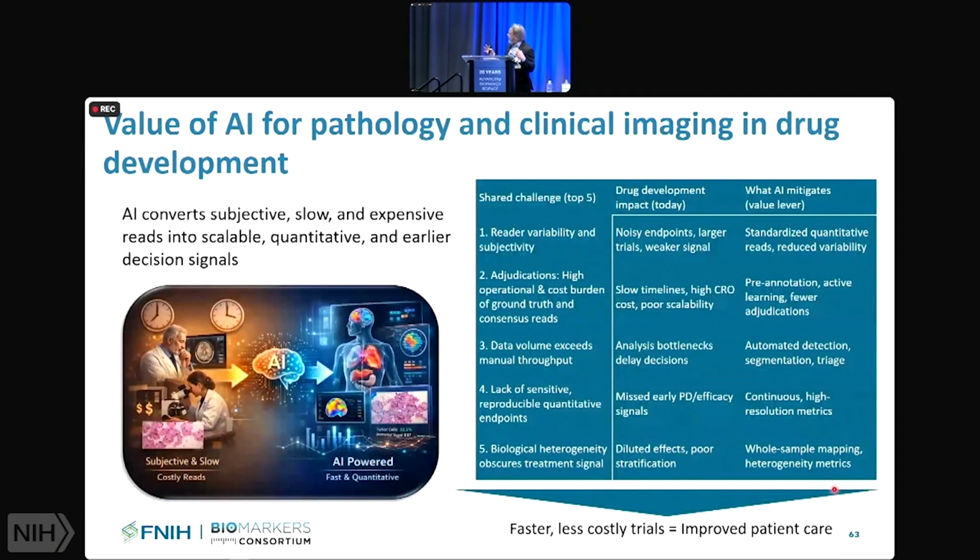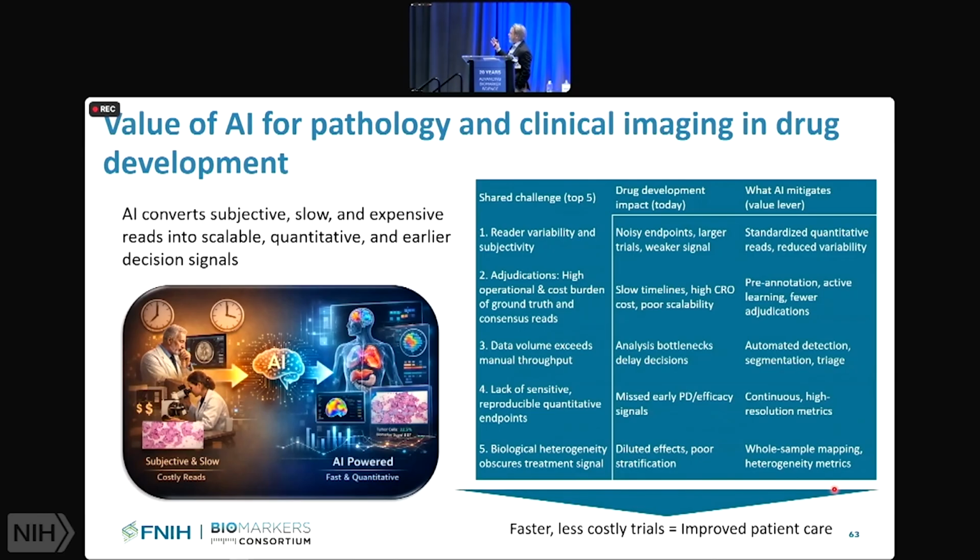So AI has particular advantages, I think, in the context of pathology and imaging as it relates specifically to drug development, which I'll talk about here. So I have about 5. There are many actually challenges associated, I think, with pathology and imaging as it relates to drug development.